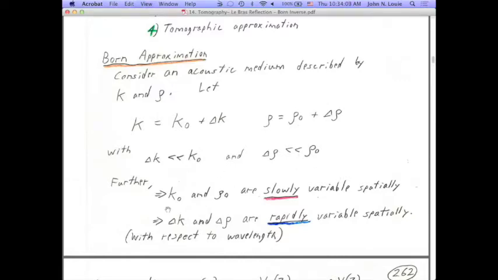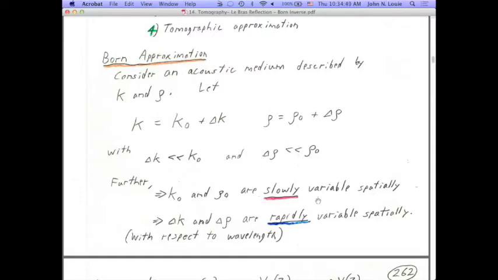Okay, now. We're also going to put some spatial constraints on our medium. We're going to say that the reference model, which is k naught and rho naught, varies slowly in space in x, y, and z. Okay. Yes, even in z. Okay. So we're going to trace rays through our reference model.